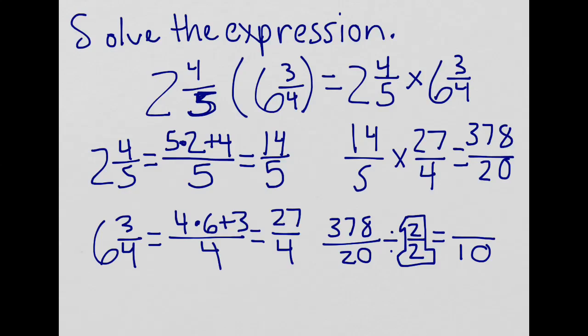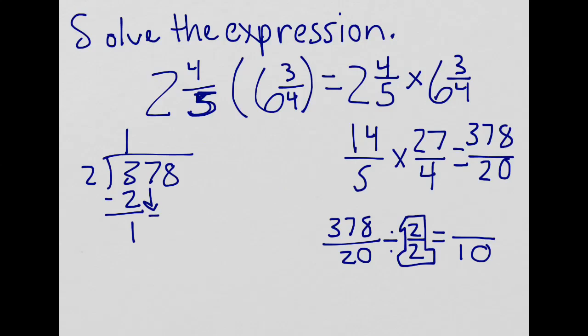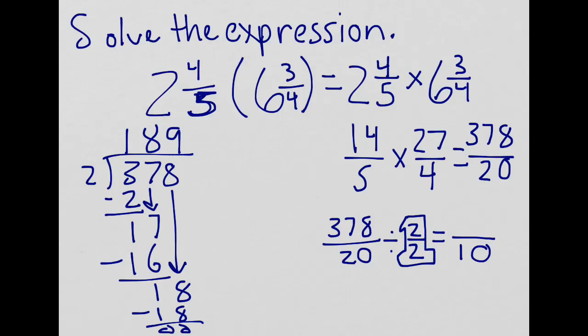So I'm going to erase my work for the mixed numbers to improper fractions because that should already be on your paper. So 378 divided by 2. 2 goes into 3 one time. 2 times 1 is 2. 3 minus 2 is 1. Bring down the 7. 2 goes into 17 8 times. 2 times 8 is 16. 17 minus 16 is 1. Bring down the 8. 2 goes into 18 9 times. 2 times 9 is 18. 18 minus 18 is 0. So it's 189 over 10.